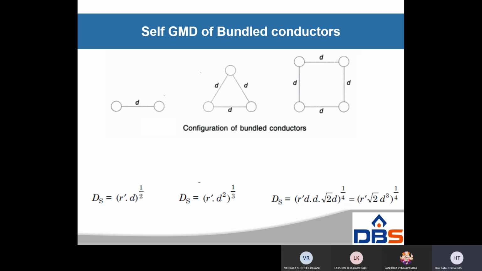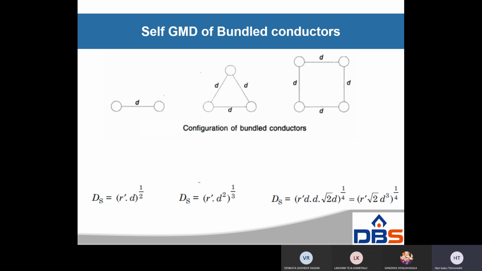Suppose like this, symmetrical spacing D. I am assuming this one, self distance is R dash, and from this conductor to this conductor distance is D, this conductor to this conductor distance is D, that is R dash into D square, whole power 1 by 3.